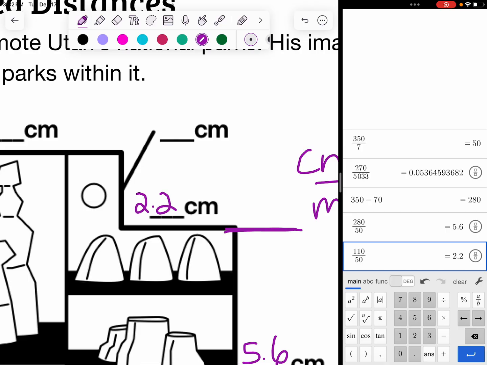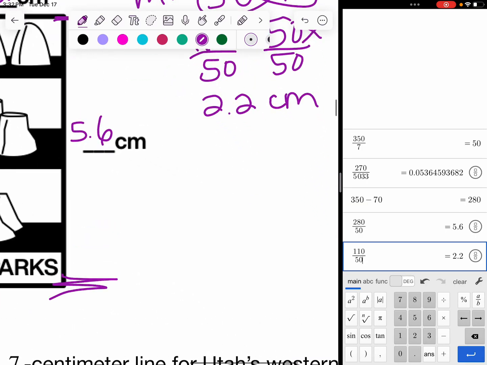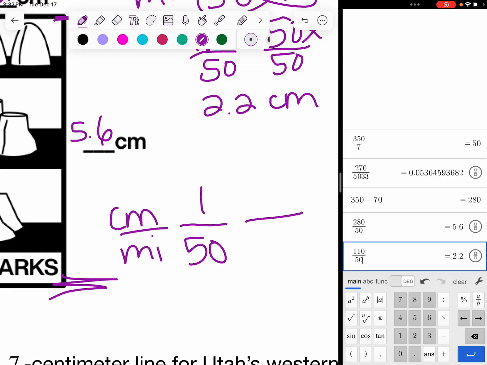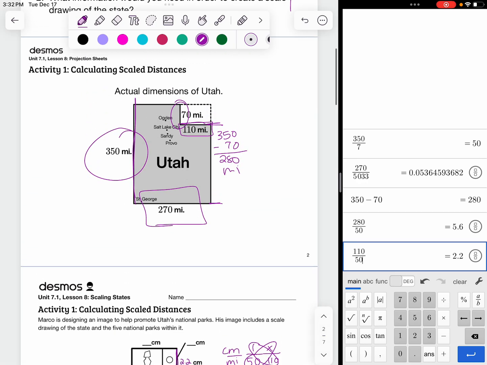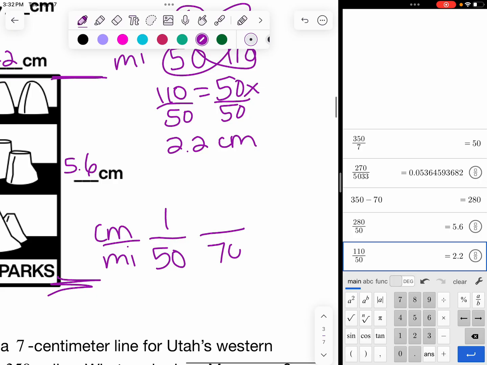All right, we have 2 left. Let's do this little side here. Again, we're going to set up our butterfly. We're still doing centimeters and miles, and we still had that 1 centimeter is 50 miles. So now let's look up at the top. That little section is 70 miles, so that's what we would put on the bottom.